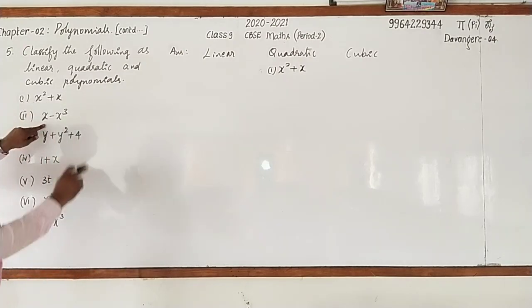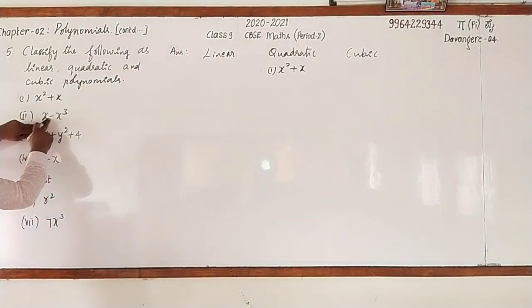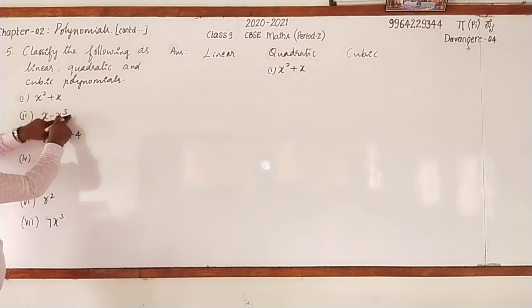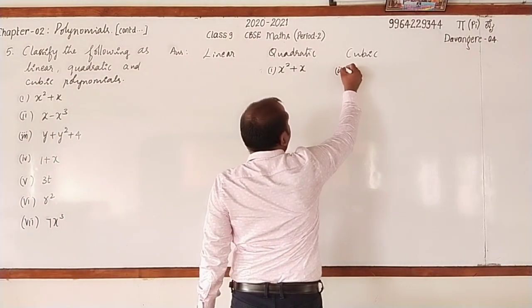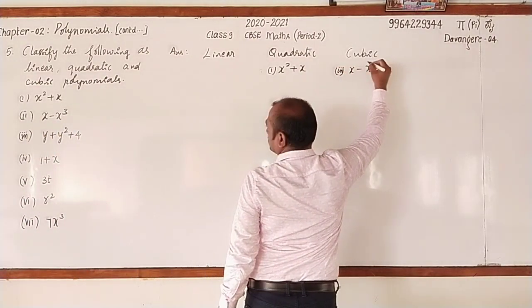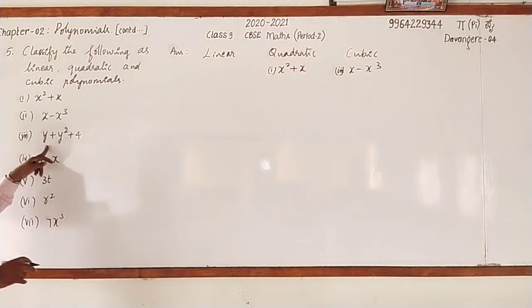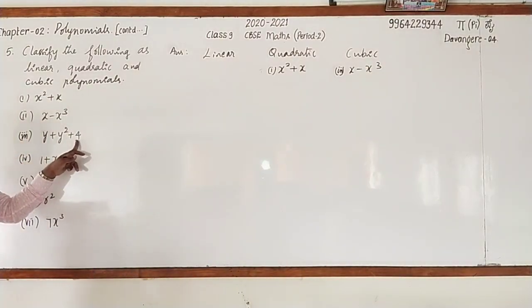Next, second one, let us say where it belongs. X minus x cube. Highest power is 3. Nothing but degree is 3. Therefore, it belongs to cubic polynomial. It is x minus x cube. Now, third one, y plus y square plus 4.